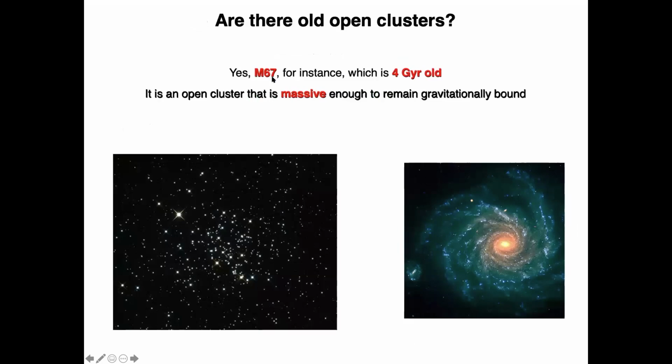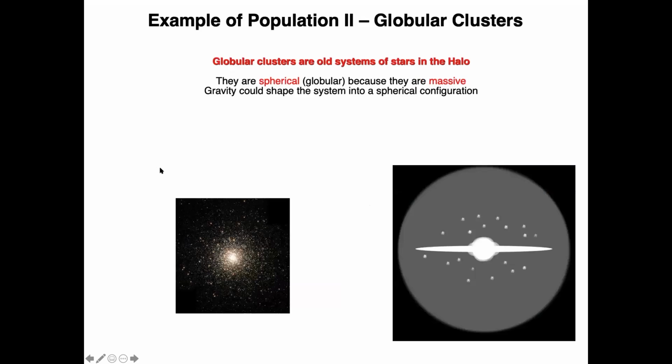For example, M67, which is 4 billion years old. It is an open cluster at this age because it's massive enough that it can remain gravitationally bound, withstanding the tides of the galaxy. In fact, it is possible that M67 is where the Sun came from. The metallicity is very similar and the age is very similar. Example of population 2 stars are globular clusters. Globular clusters are old systems of stars in the halo.